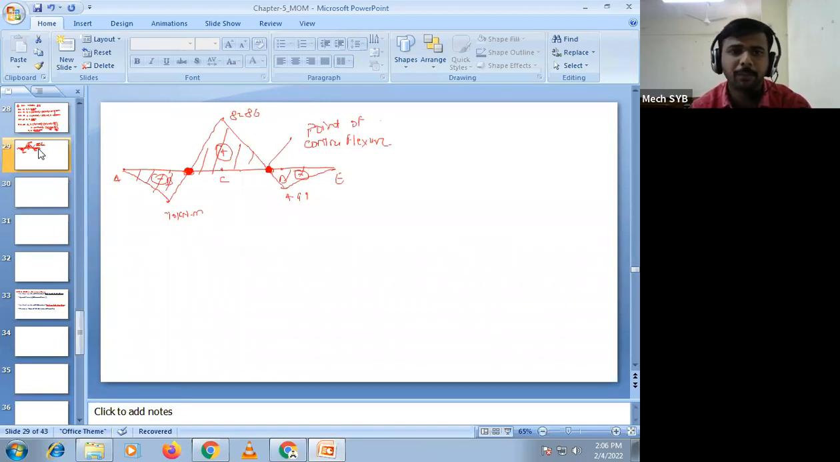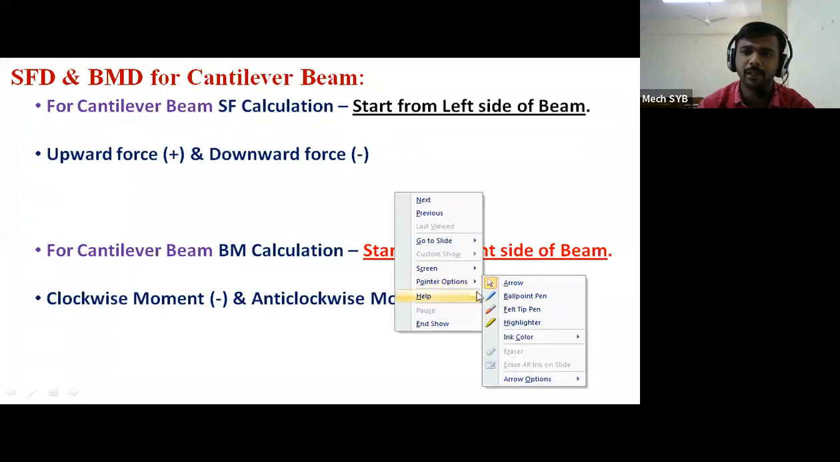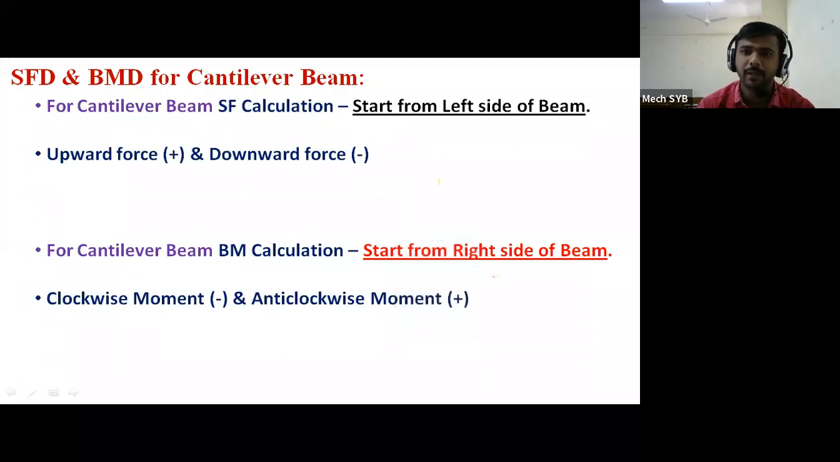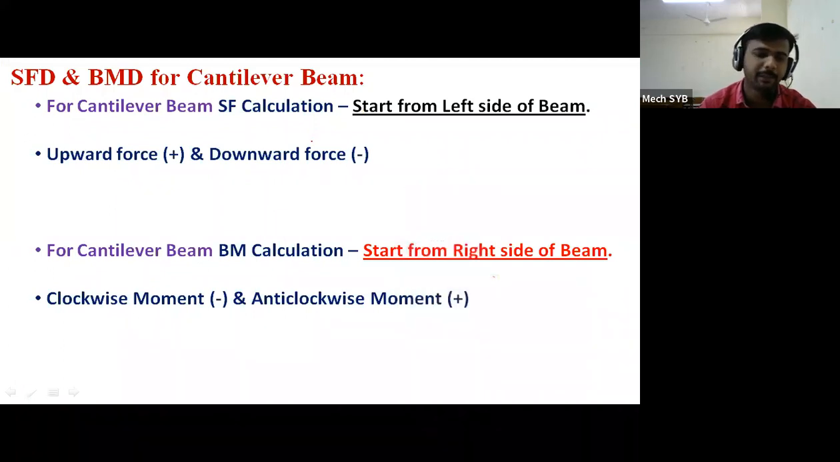Okay, so with this, SFD and BMD for the simply supported and overhanging beam we have finished, and now we'll move to the next type, that is SFD and BMD for the cantilever beam, not simply supported. So put the next title, next heading, SFD and BMD for cantilever beam.